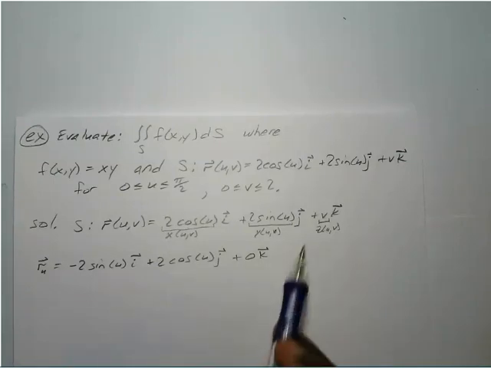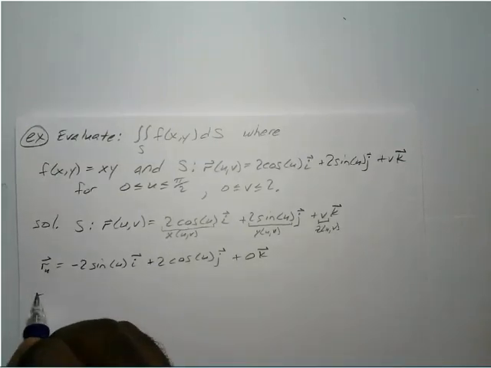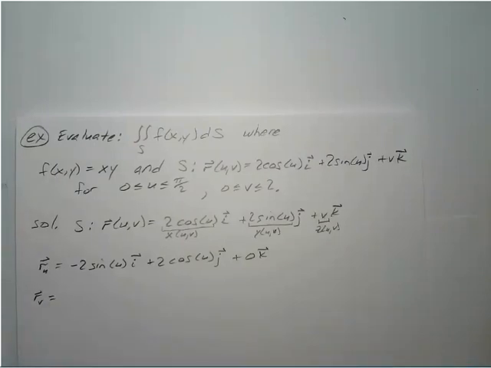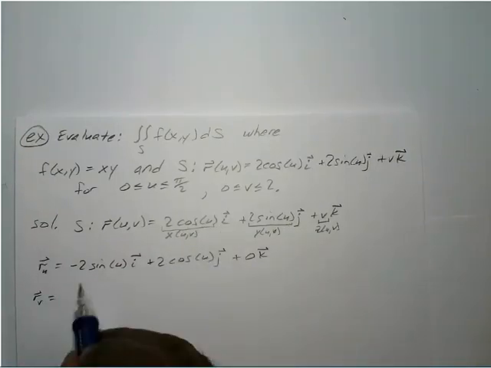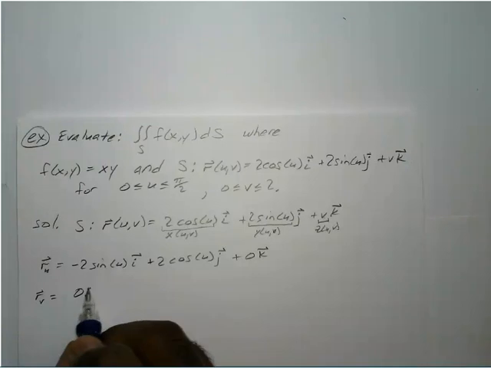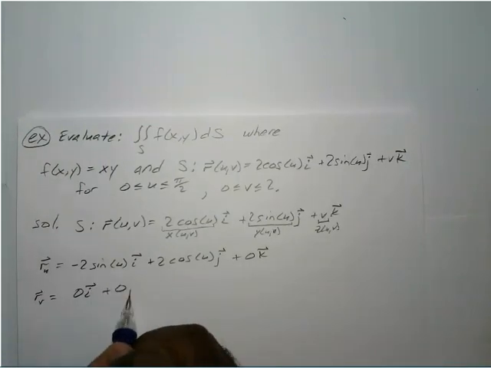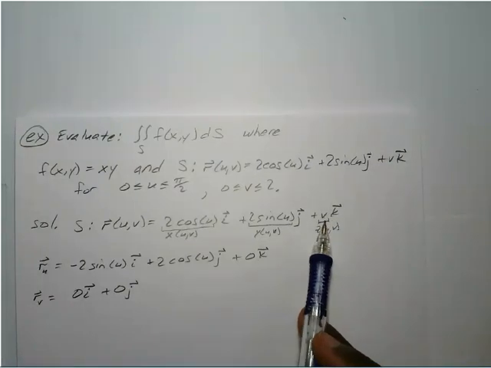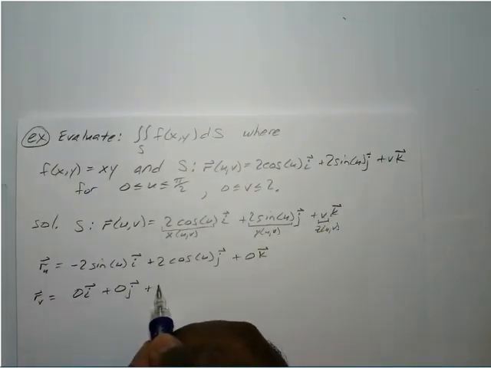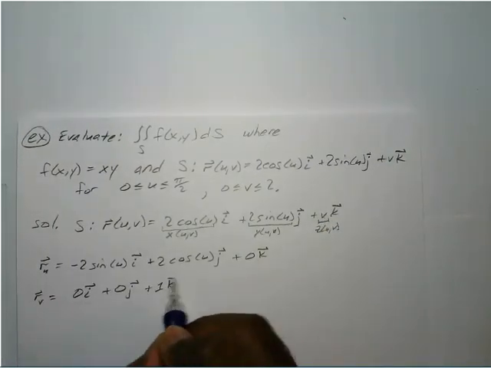All right, so now we find the partial with respect to v. This is a u term, so that's treated as a constant. That disappears. Same here, that disappears. So you have 0i plus 0j. Partial with respect to v of v just becomes 1, so that's plus 1k or just k. Doesn't matter.